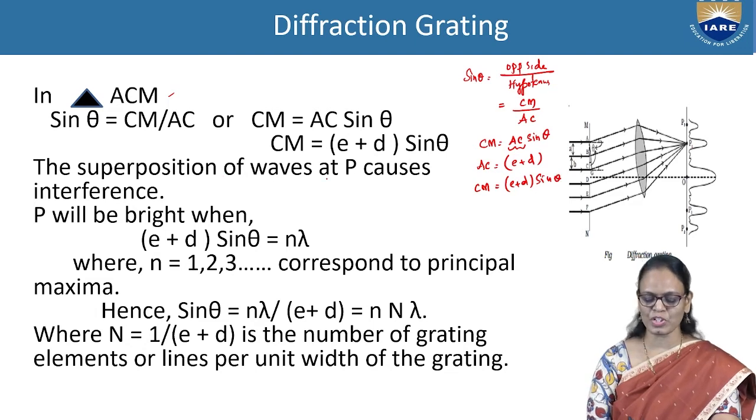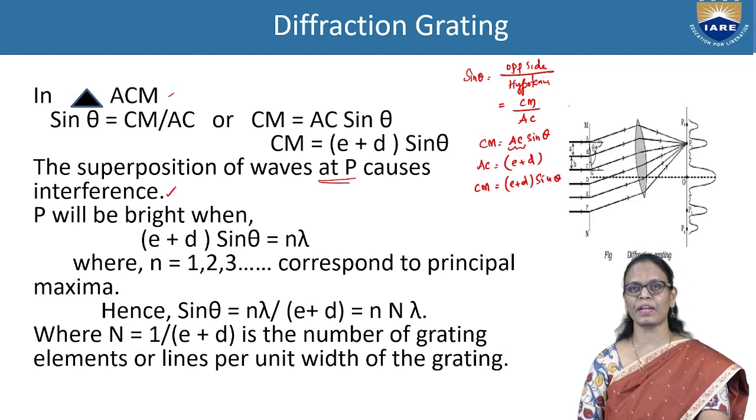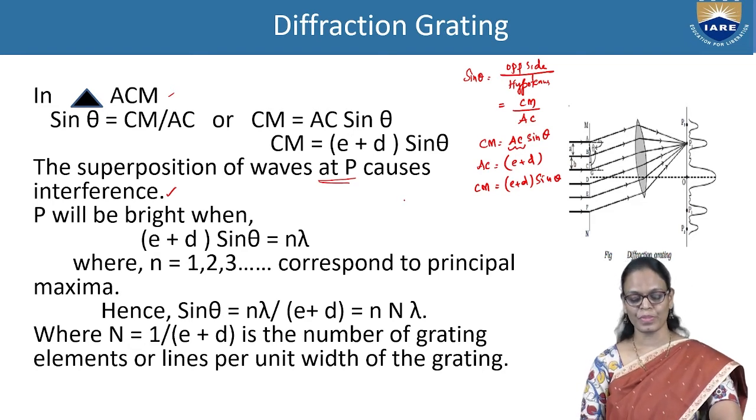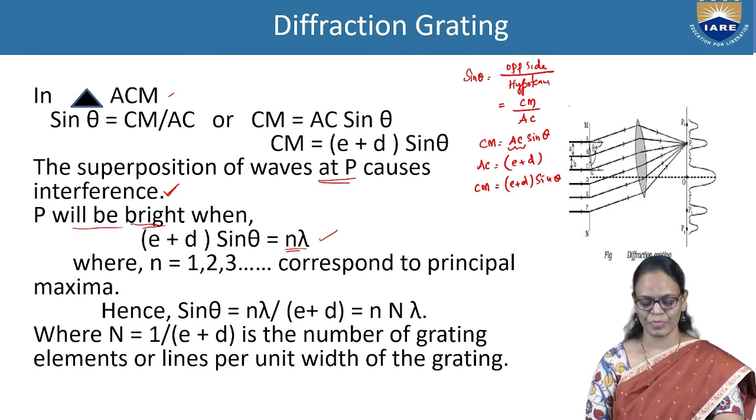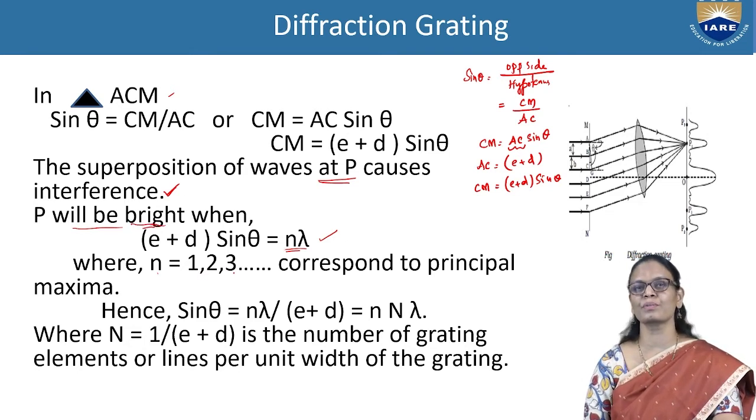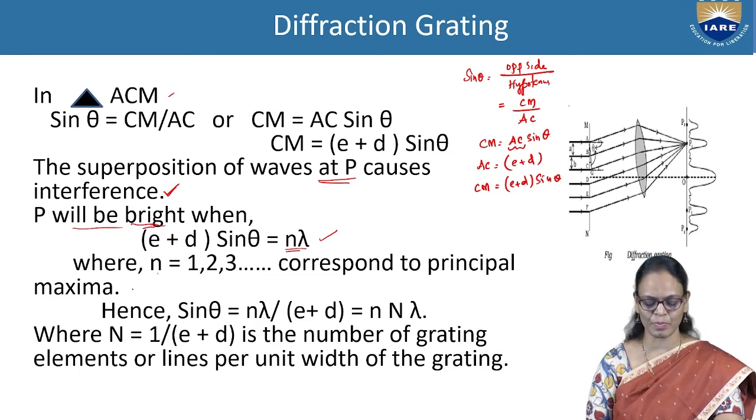Now the superposition of waves at P causes interference. Whenever all these secondary waves are arriving at the point P, it gives rise to an interference pattern. And what is the condition for it to be bright? P will be bright when (e plus d) sine theta is equal to n lambda. When it is an integral multiple of the wavelength, we get the point to be bright. That means when n is equal to 1, 2, 3 and so on, all these will correspond to the maxima. Not the principal maxima, they are the maxima.